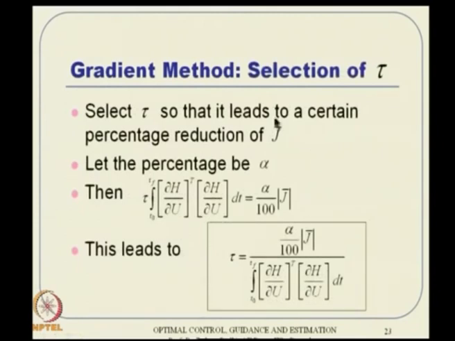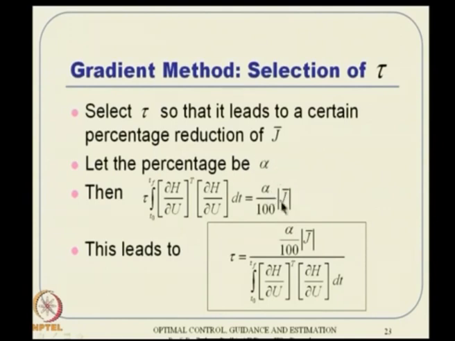Now, the question is how do you select this tau factor. Somebody can select it arbitrarily, somebody can select 1 initially and later a small value, and things like that, that is also possible. But one way of doing that is at every iteration we can assume that j bar should reduce by some percentage alpha. I will select a tau in such a way that will result in that.